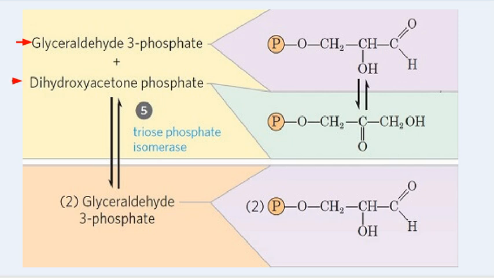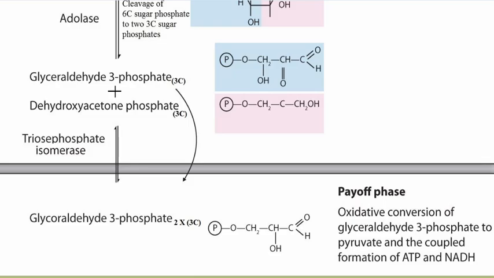Glyceraldehyde 3-phosphate, dihydroxyacetone phosphate, 2 molecules of glyceraldehyde 3-phosphate. Triose phosphate isomerase. So this was the 5th step. Now I am moving towards the next step over here in front of you.